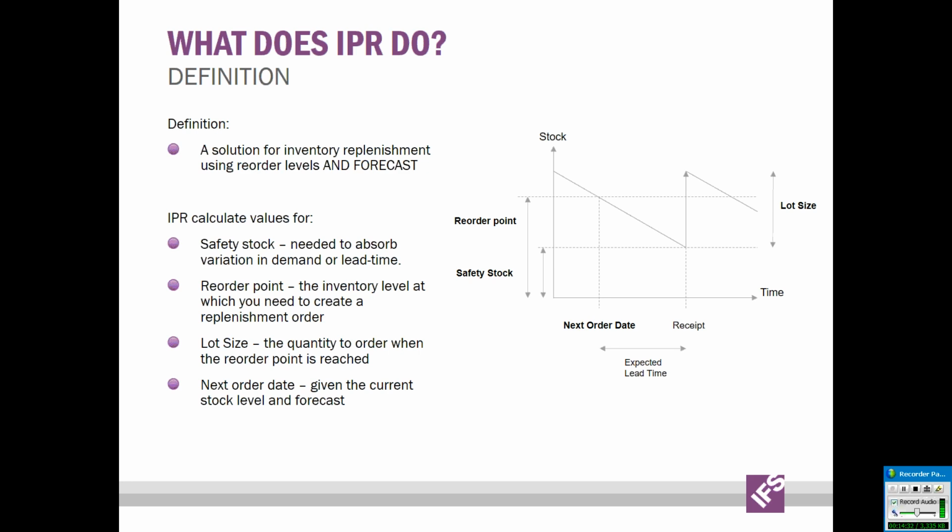So if you wish, IPR is going to calculate, and if you wish, it will update records in the planning tab and inventory for you. So, safety stock. Maybe it's too high, maybe it's too low. Reorder point, again, maybe it's too high, maybe it's too low. Lot size, again, maybe it's too high, maybe it's too low. It'll give you some information in that regard. Probably the most important thing is, this is our best guess at the next order date given the current stock level and your forecast.